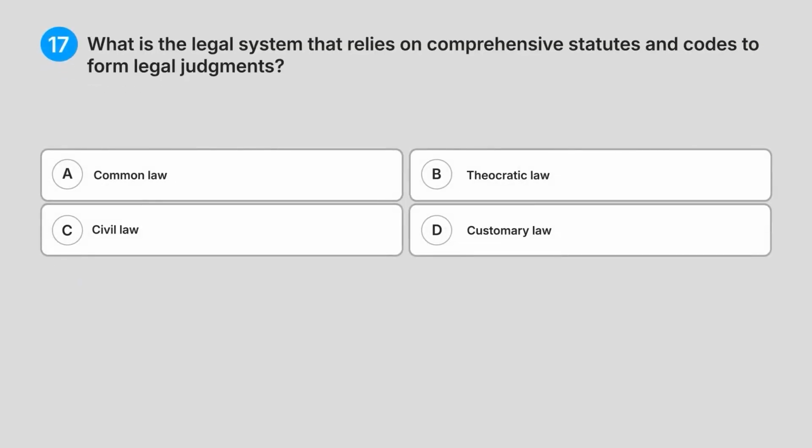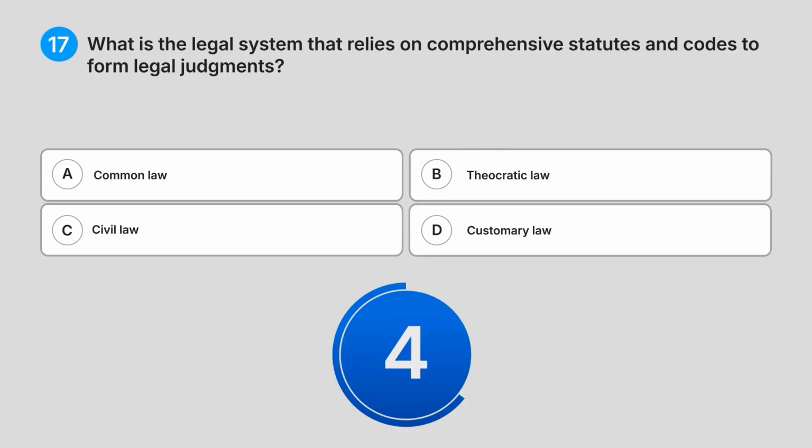17. What is the legal system that relies on comprehensive statutes and codes to form legal judgments? A. Common law. B. Theocratic law. C. Civil law. D. Customary law. What do you think is the answer?